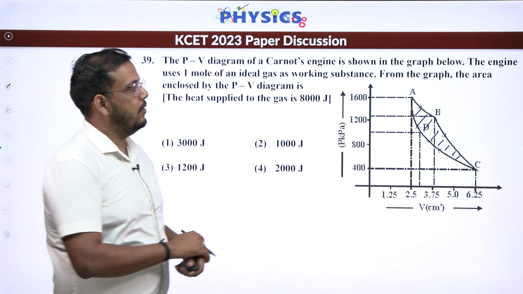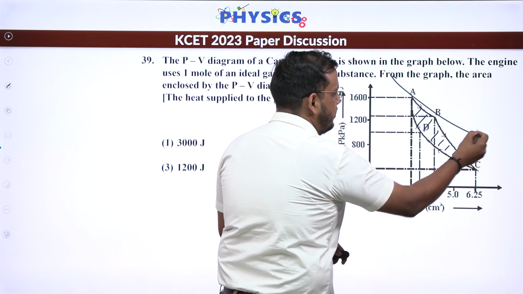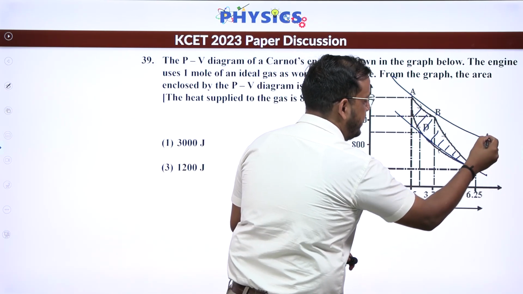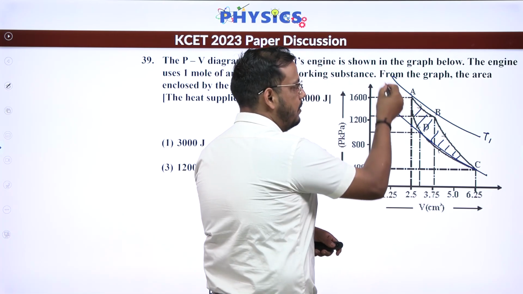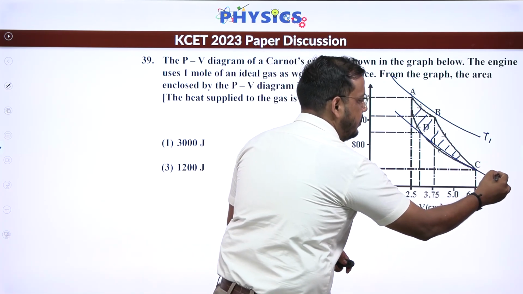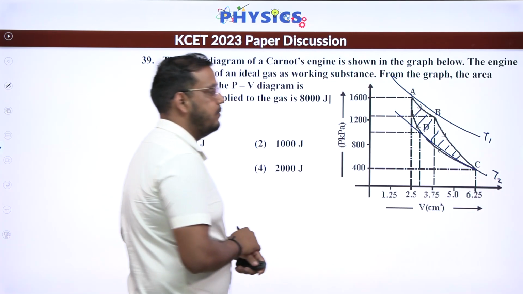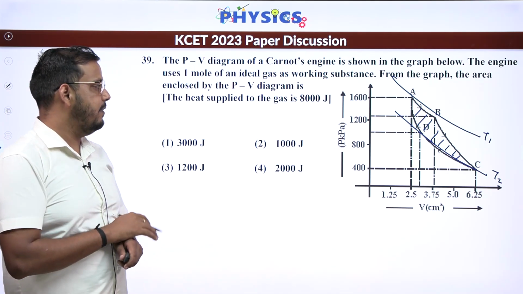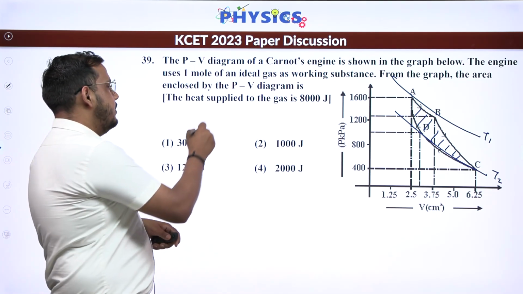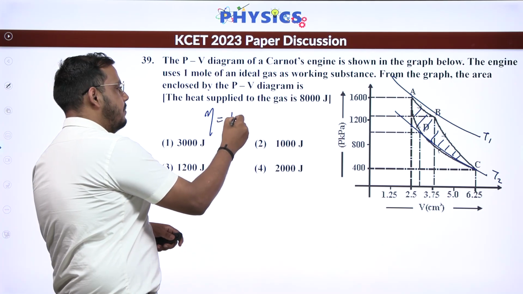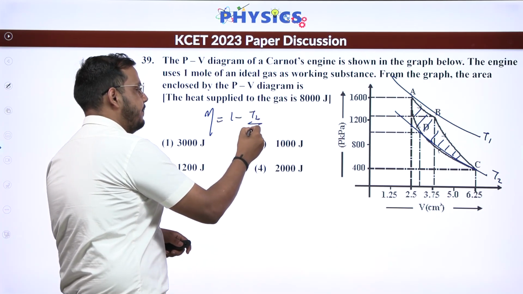Now for this process, A to B is isothermal. C to D is also isothermal. Let the temperature in the isotherm A to B be T1 and C to D be T2. These are isotherms. Now we talk about the efficiency formula of the Carnot cycle. So efficiency is 1 minus T2 by T1.